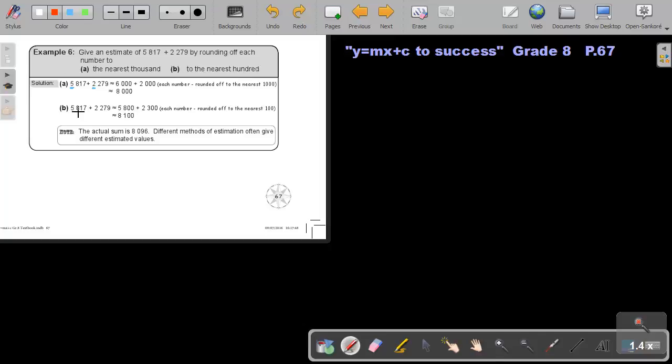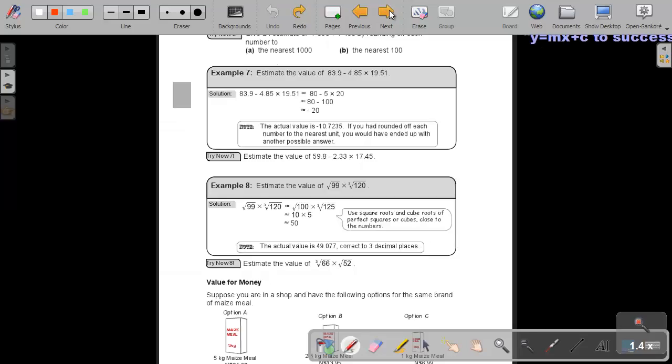Okay, let's just highlight it again. This is unit 10. There is the 100. There is the 100. So it's 5800 plus 2300. And if I add it up, I get 8,100. Now, if I really take a calculator and I just add it up, I will get 8096. So different methods of estimation often give different estimated values. So actually, when we round off to the nearest 100, was a closer estimate than rounding off to the nearest 1,000. Okay, let's try one.